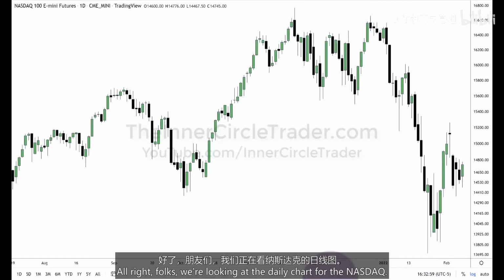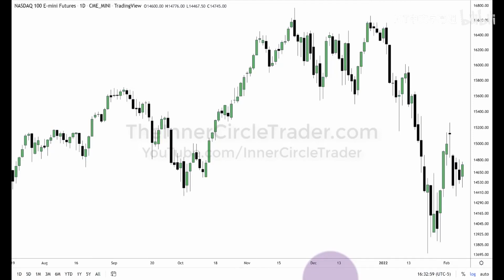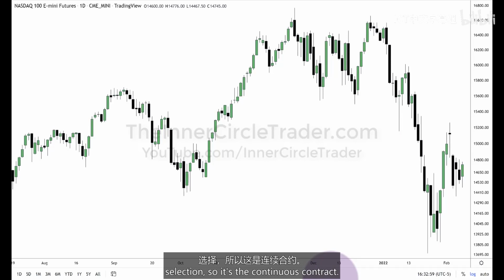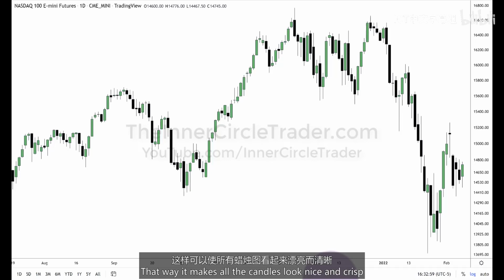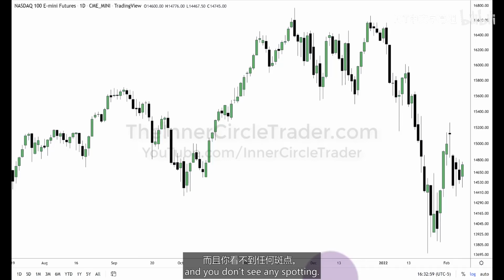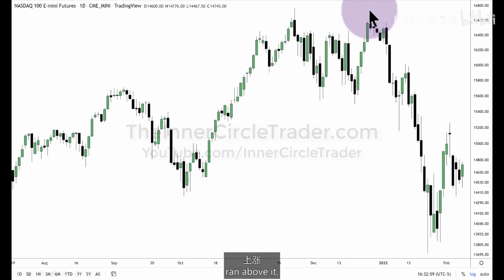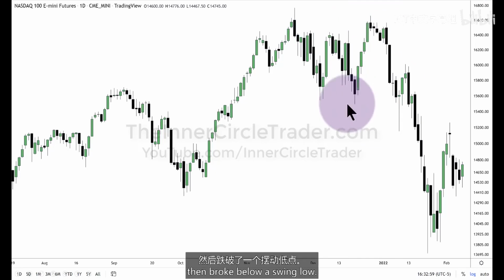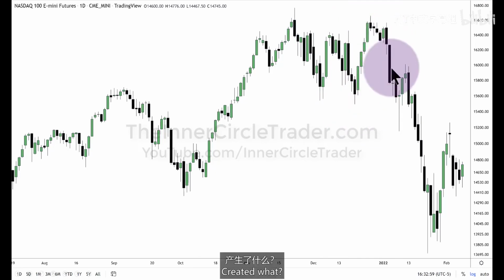All right, folks, we're looking at the daily chart for the NASDAQ. If you're looking at TradingView under the NASDAQ selection, it's the continuous contract. That way it makes all the candles look nice and crisp and you don't see any spotting. So right away, you should see this run on price taking out buy side liquidity. See all these relative equal highs here? Ran above it, then broke below a swing low. Created what? Fair value gap.